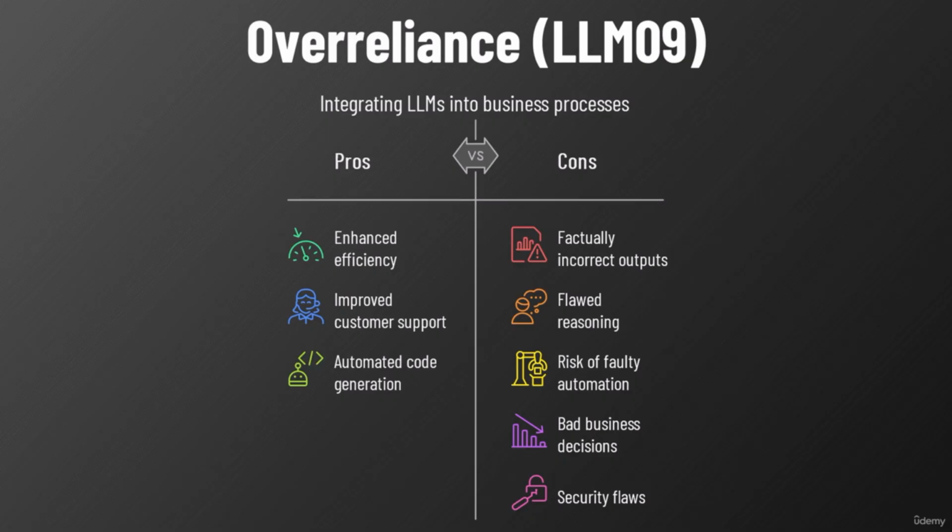If an organization integrates an LLM into critical business processes, like customer support, decision-making systems, or code generation, without validating the output, it risks making decisions based on inaccurate or misleading information. That can lead to faulty automation, poor business outcomes, or even the introduction of security vulnerabilities in software systems. Over-reliance becomes dangerous when LLM outputs are treated as absolute truth, rather than helpful suggestions that still require human oversight.